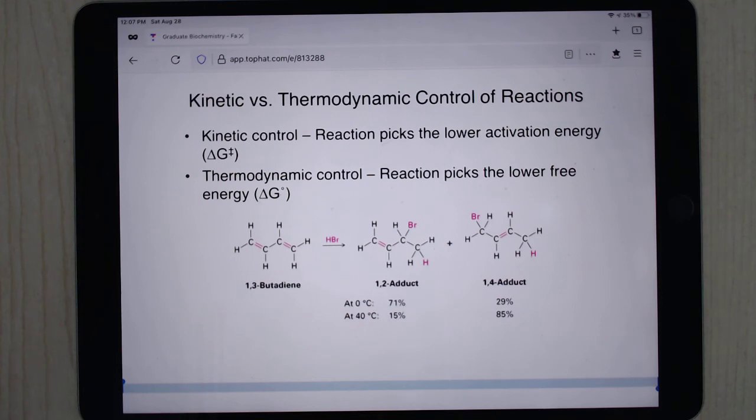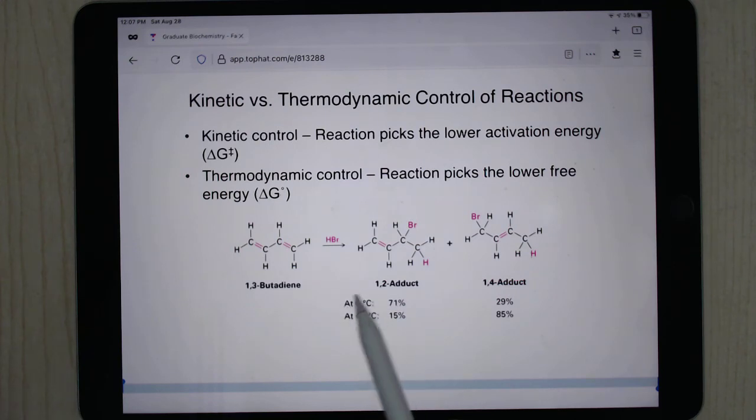Now, for these reactions, it turns out that, like everything else, it's never quite as easy, okay? If you perform the reaction at different temperatures, you can get different products being the major one. Okay? And so this is what's called the difference between kinetic versus thermodynamic control.